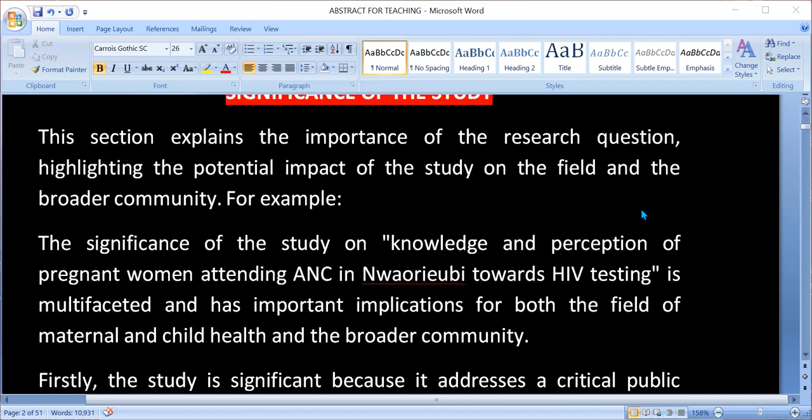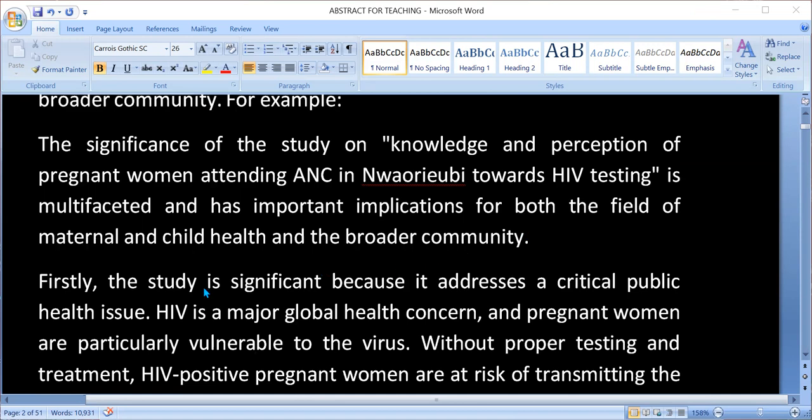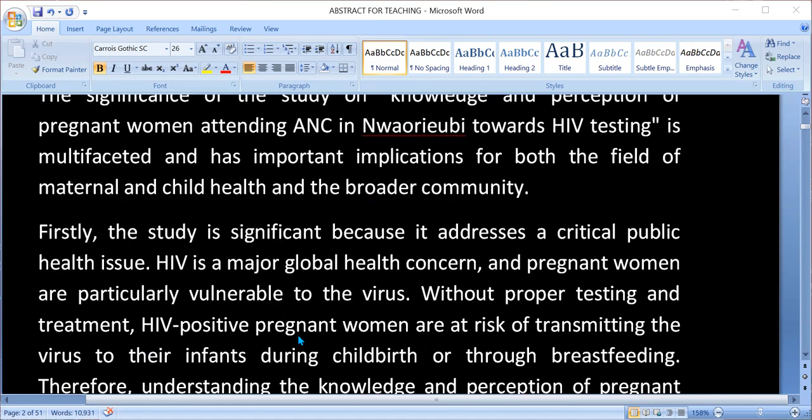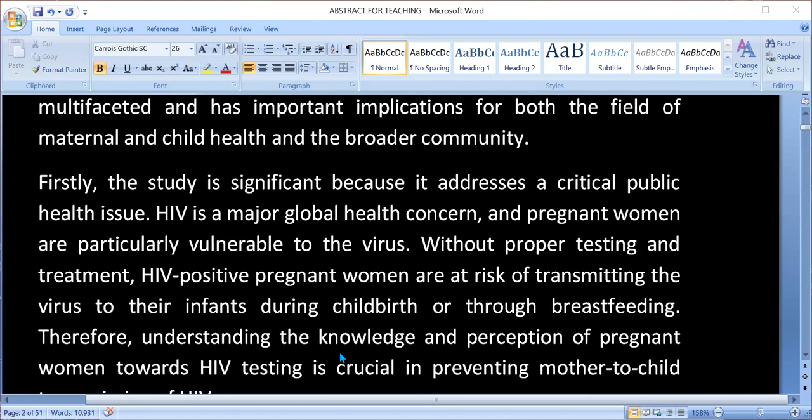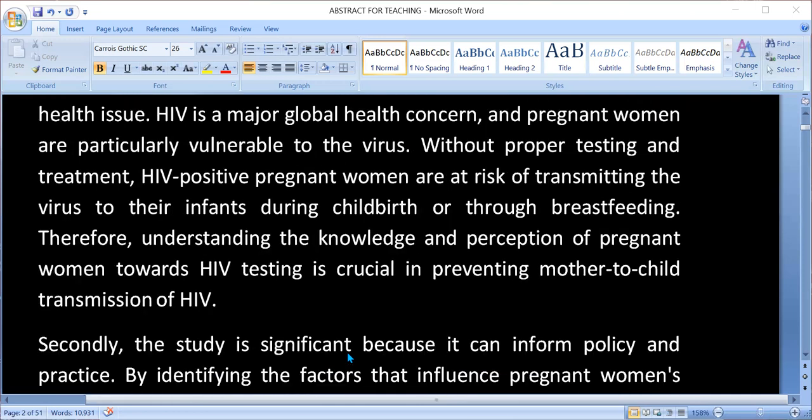Let's take an example. The significance of the study on knowledge and perception of pregnant women attending ANC is multifaceted and has important implications for both the field of maternal and child health and the broader community. First, the study is significant because it addresses a critical public health issue. HIV is a major global concern, and pregnant women are particularly vulnerable to the virus. Without proper testing and treatment, HIV positive pregnant women are at risk of transmitting the virus to their infant during childbirth or through breastfeeding. Therefore, understanding the knowledge and perception of pregnant women towards HIV testing is crucial in preventing mother to child transmission of HIV.